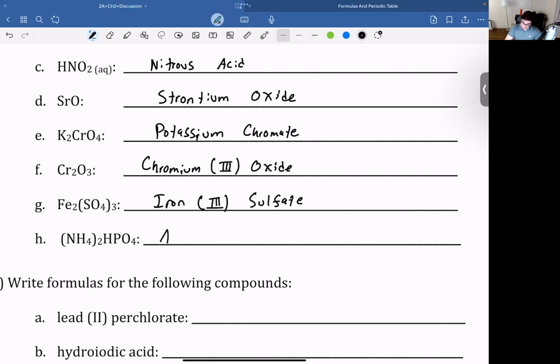So this is ammonium. And then HPO4. So PO4 is phosphate. There's a hydrogen attached to it. So how do we name it? Kind of how you were naming it before. So this is hydrogen phosphate for that last part. So this is ammonium hydrogen phosphate.